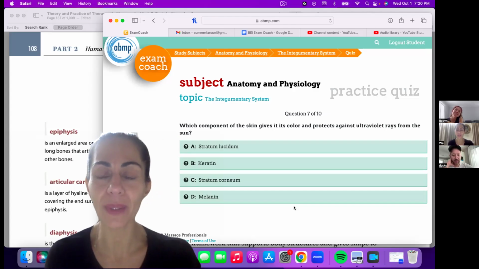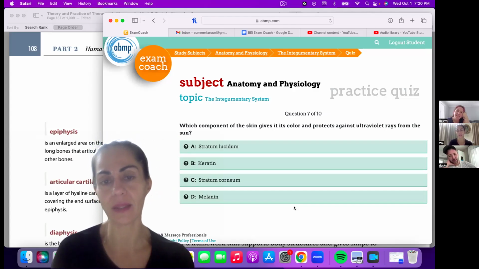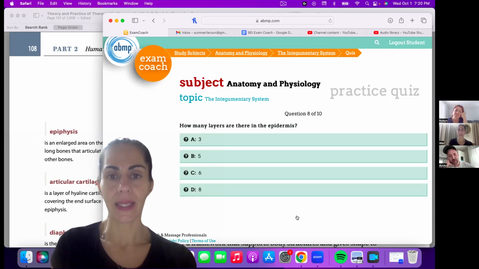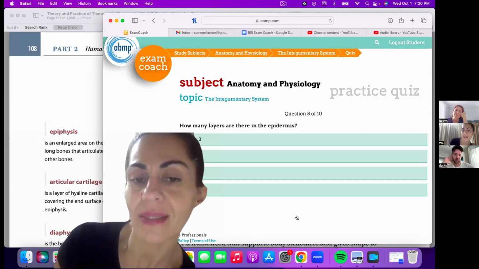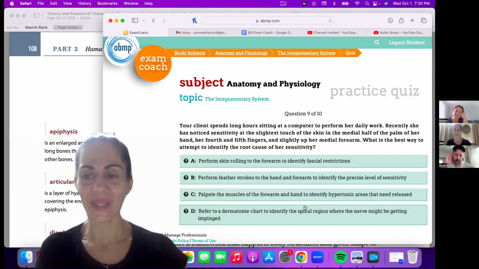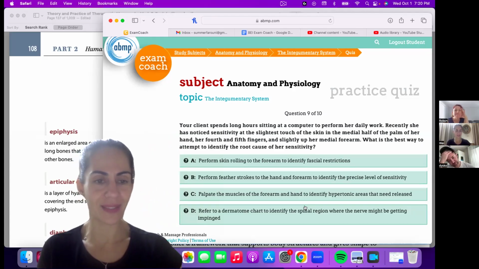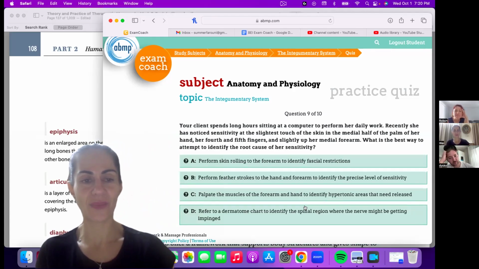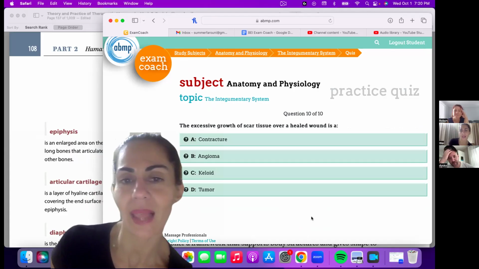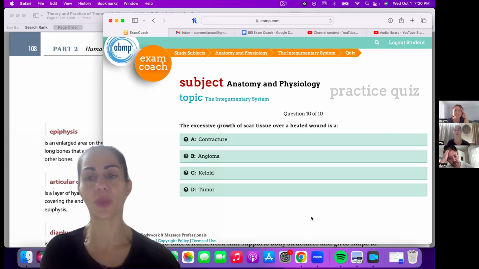Which component of the skin gives its color and protects against ultraviolet light? Melanin. D. And how many layers are there in the epidermis? 5. And we've done this question before. Were you here for that? Yes. Okay, so which one did we say it is? It was the D. Well, just so we don't waste too much time. Last one. The excessive growth of scar tissue over a healed wound is a keloid.